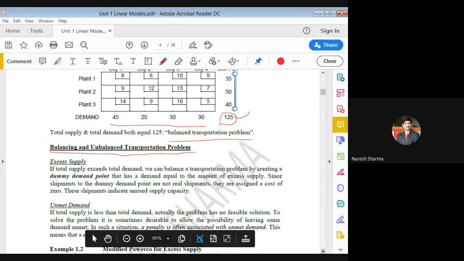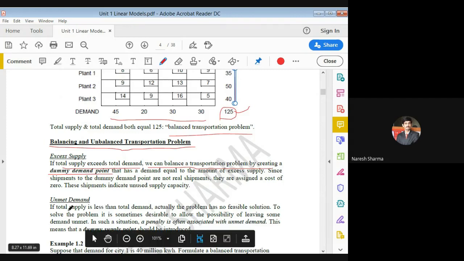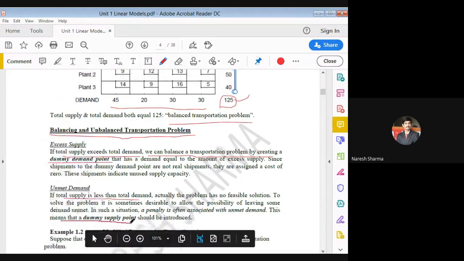One more thing: maybe the supply is more and the demand is less. If supply exceeds demand, we can balance a transportation problem by creating a dummy demand. Similarly, if demand is more but supply is less, in that case we add a dummy supply point. How we do this, we can discuss below.